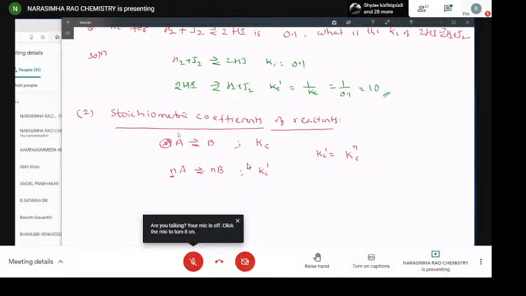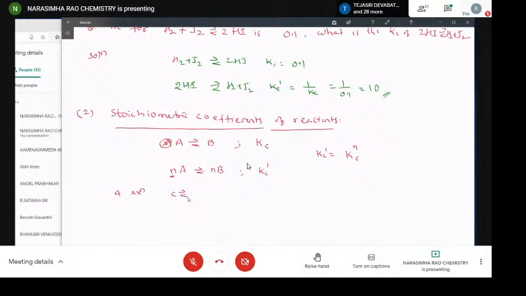I am taking one more example for this one. A reversible reaction, C is in equilibrium with D. Its Kc is 10.